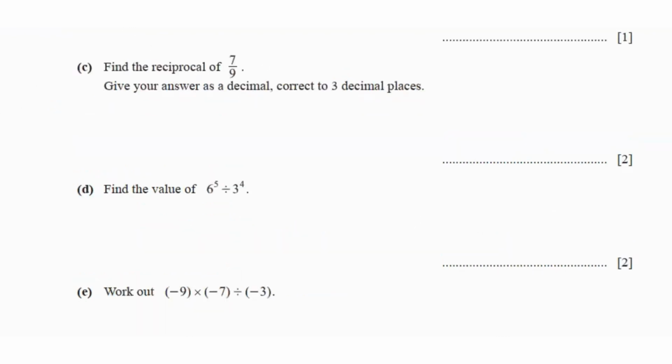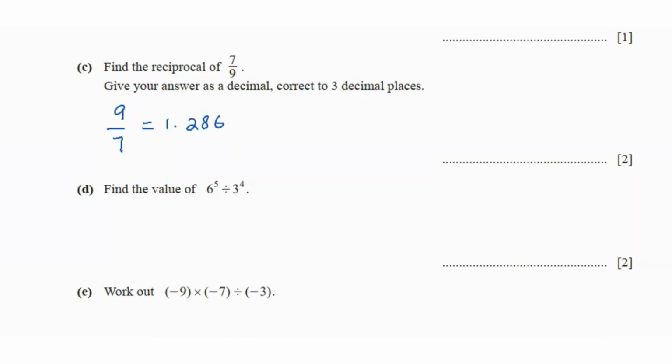Question says, find the reciprocal of 7 over 9. Give your answer as a decimal correct to 3 decimal places. So the reciprocal of 7 over 9 is going to be 9 over 7. We swap the numerator and denominator with each other. When we divide the two, we get 1.286, correct to 3 decimal places.